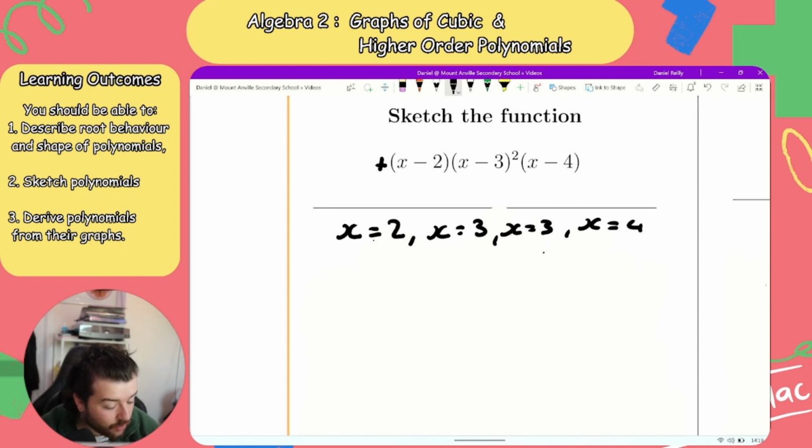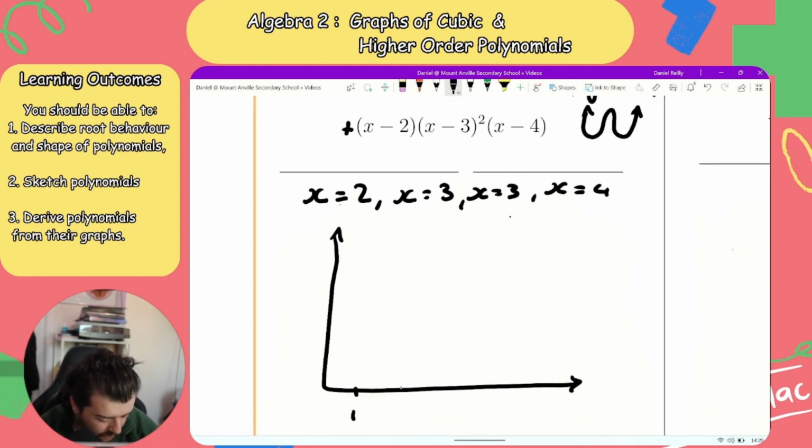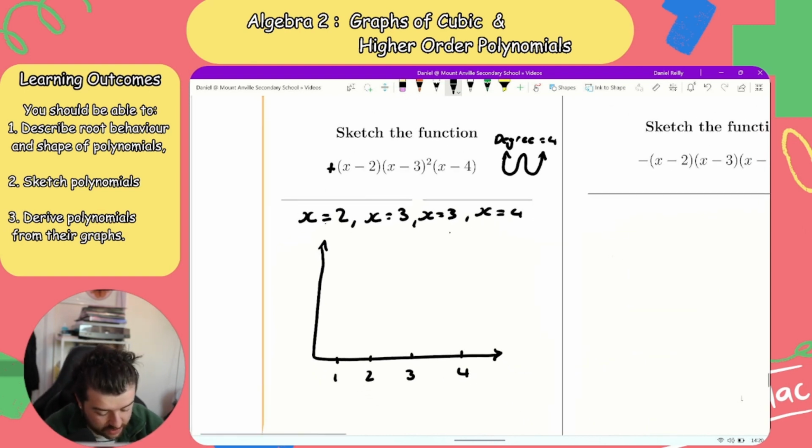What is going to be the degree of this polynomial? How many roots do I have? 1, 2, 3, 4. So it's going to be 4. So both arms are pointing the same direction. It is positive, so I know my function is going to have both arms pointing upwards. Let's sketch this out. Remember, they're just asking for a sketch. They're not asking you to actually graph this function. Be as rough as you want. It's degree 4 and it's positive, so both arms are going to be pointing upwards.